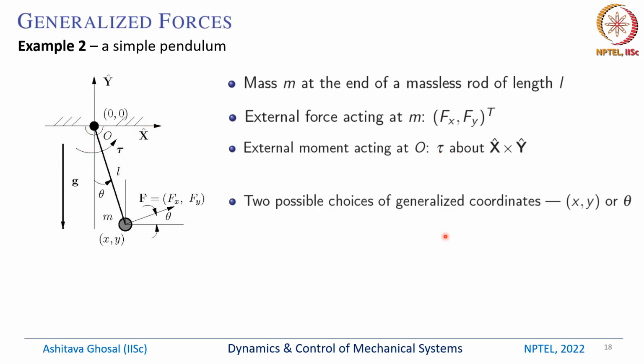So as I said, there are two possible choices of generalized coordinates. I can describe this simple pendulum with either x comma y, which is the coordinates of the mass, the bob, or I can also use theta, which is the angle from the vertical. So let us try and find the generalized force Q for the generalized coordinate q equals theta.